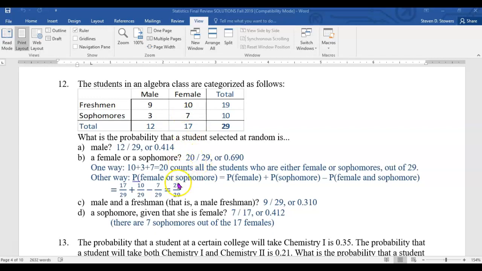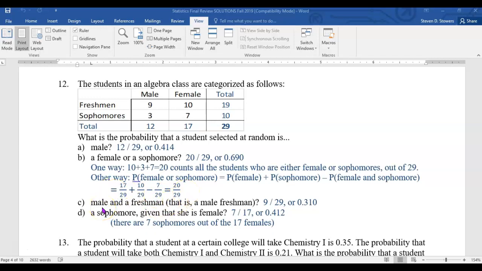The other way is to say the probability of picking someone who's female or sophomore equals the probability of them being female, which is 17 out of 29, plus the probability of them being a sophomore, which is 10 out of 29, minus the probability of them being female and sophomore, which is 7 out of 29. We have to subtract that because otherwise we'd be counting those female sophomores twice, once when we counted the females and once when we counted the sophomores.